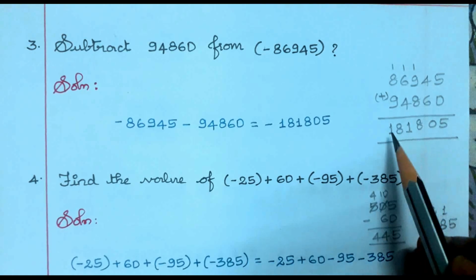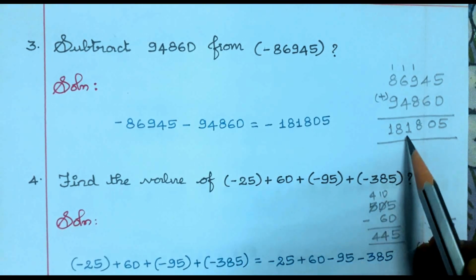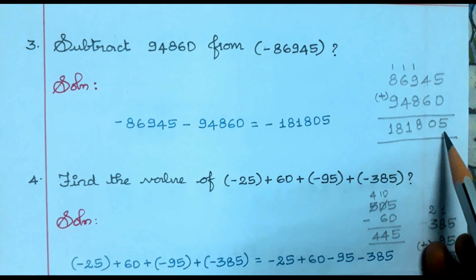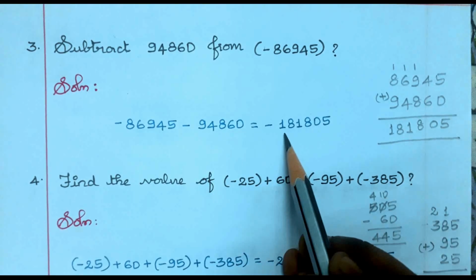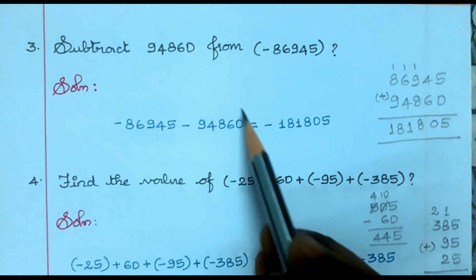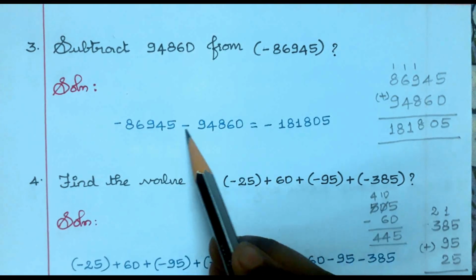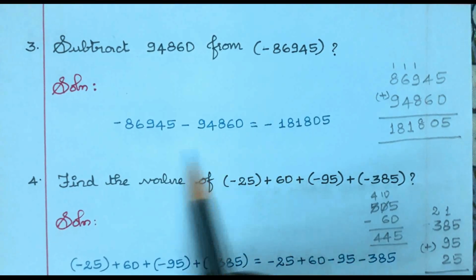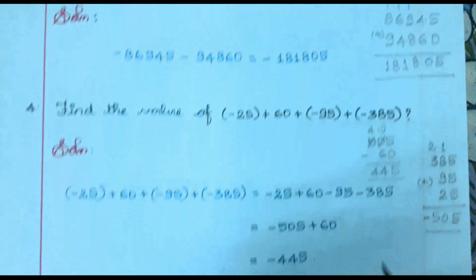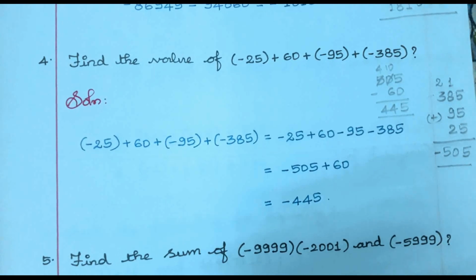So now we got the total as 1,81,805. So now the answer is 1,81,805, and the sign of the biggest number, which is 94,860, so minus has been taken here again. Now we got the solution. Clear? Next we'll move on to the fourth question. Fourth question goes this way.